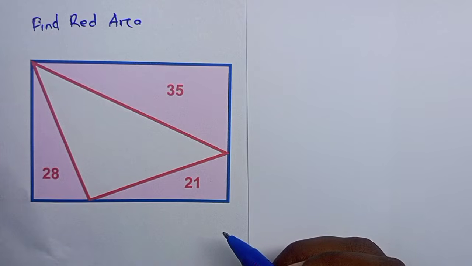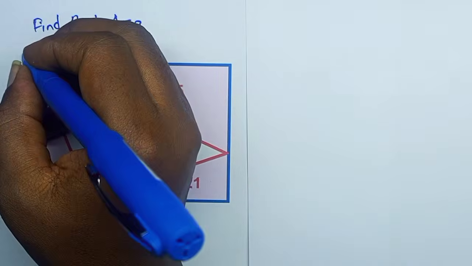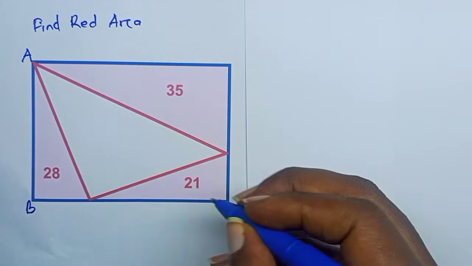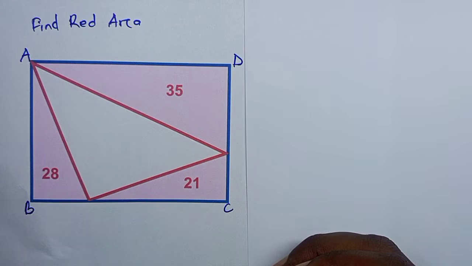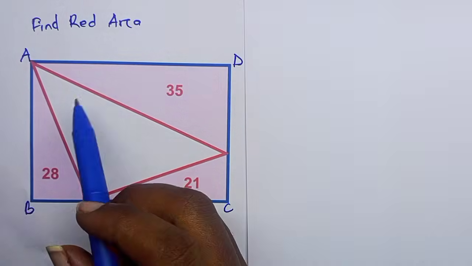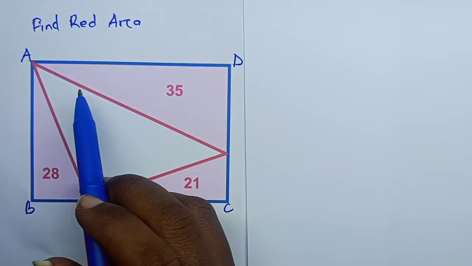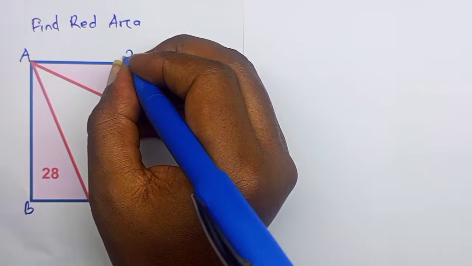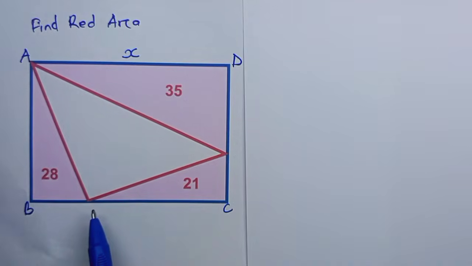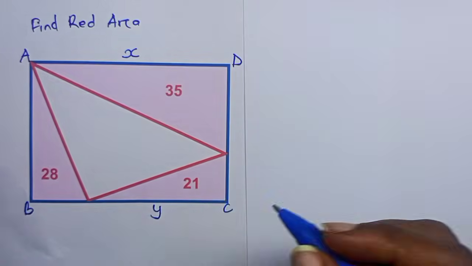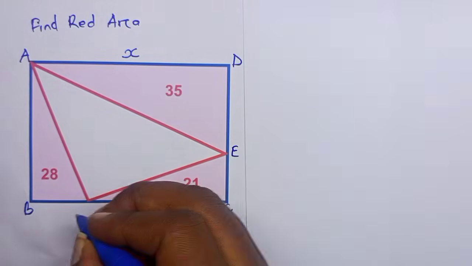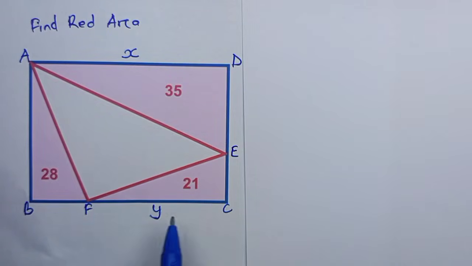So what you're going to do is, let's first label the rectangle. Let this be A, B, C, and this D. First, let the length of the rectangle be x. So AD is x, and let from this point to this point be y. So let me call this E and this F. So let FC be y.